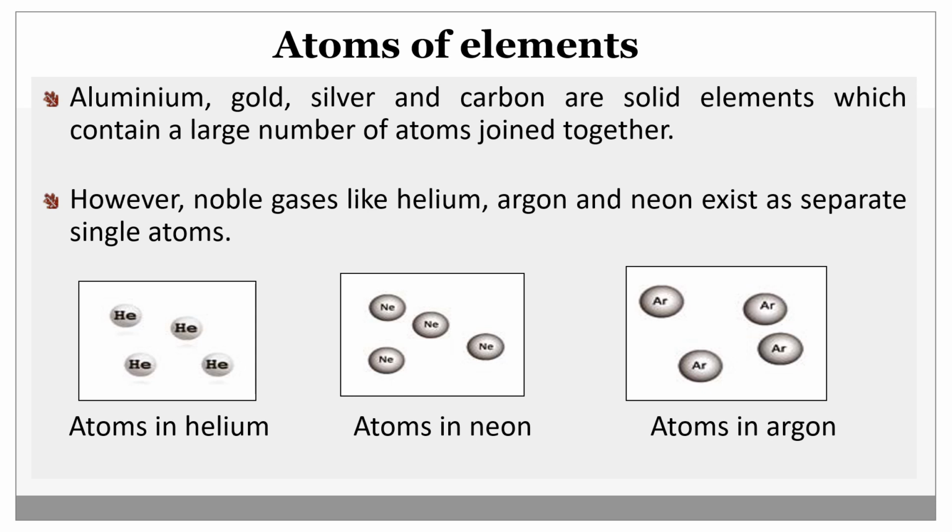We have seen that aluminium, gold, silver and carbon are solid elements which contain a large number of atoms joined together. However, noble gases like helium, argon and neon exist as separate single atoms, as illustrated on the screen.